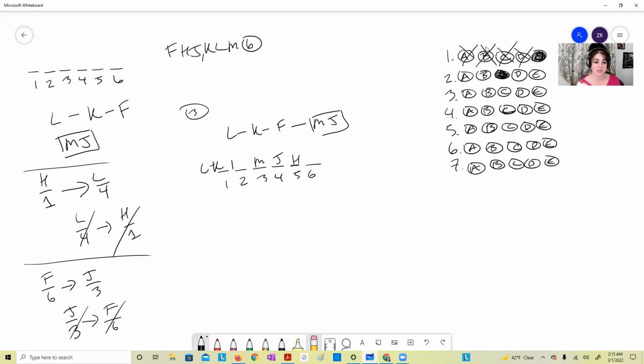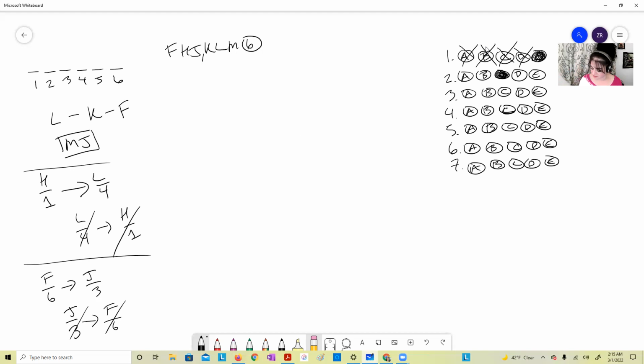So the fact that M and J need to be exactly next to each other is the key to being able to figure out that H couldn't be in 5. So that is the correct answer to this question. I erase all of that since that didn't really give me any useful previous work. So the correct answer to that is D.